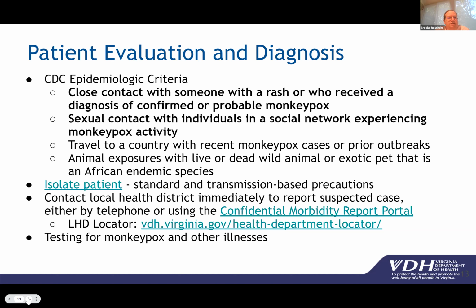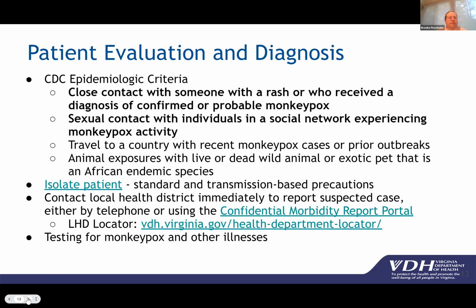Another epi criteria would be an animal exposure with a live or dead wild or exotic animal that is an African endemic species. This is probably a more unlikely criteria, but it is one to think about. So if we think our patient has monkeypox, we want to isolate our patient. That is the first thing we want to do. And we want to use standard and transmission-based precautions, and we will talk about that in a minute.